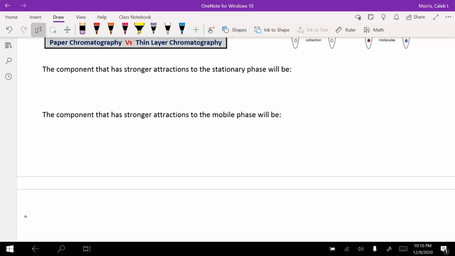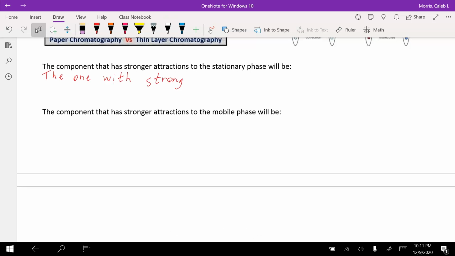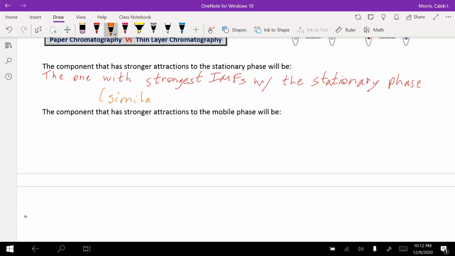Let's talk about the general concept and some examples that might be similar to questions you need to be able to answer. The component that has stronger attraction to the stationary phase will be the one with the strongest intermolecular forces with the stationary phase. So what that means is it's going to have similar IMFs. The stationary phase and that component will have the most similar IMFs.